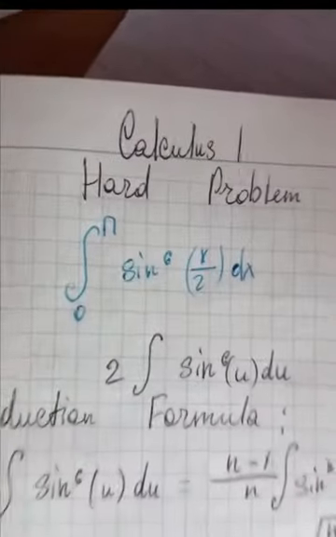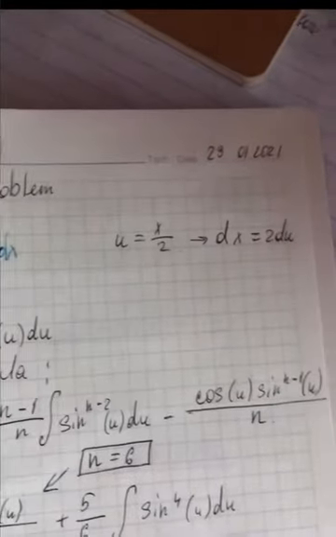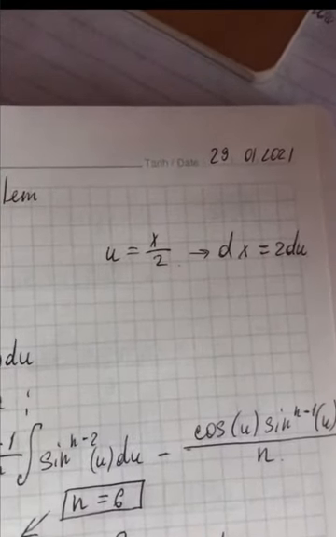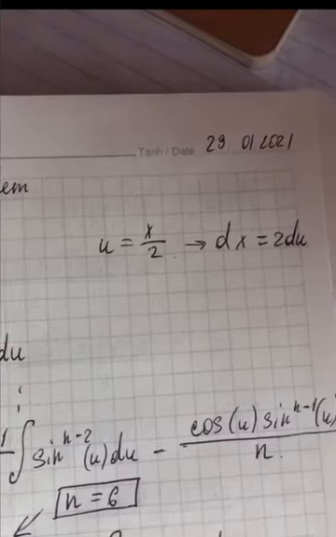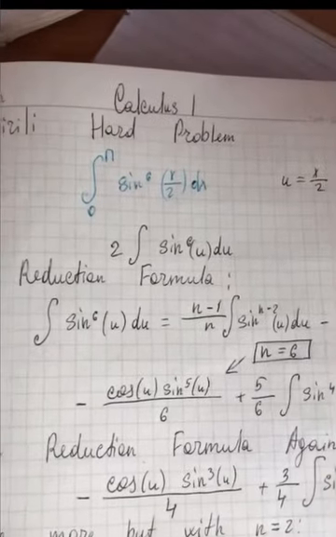Everyone, this is my assignment, a hard problem for calculus, and it was actually really hard. Now you will see the actual solution. First, to solve this integral, we need to substitute u with x divided by 2. Then dx by calculating will equal 2 du. So we have this integral.